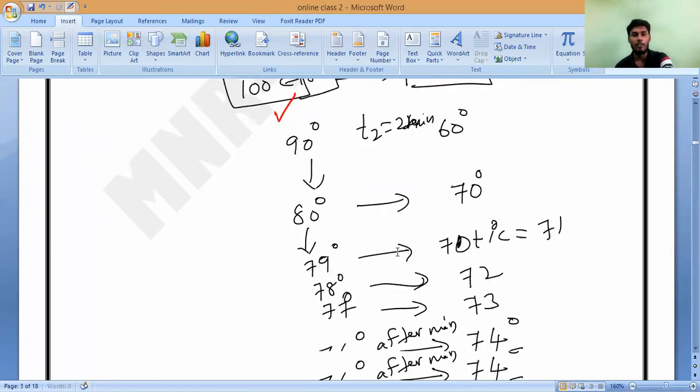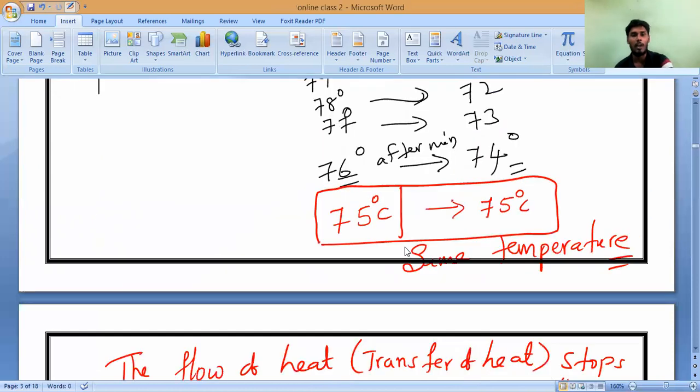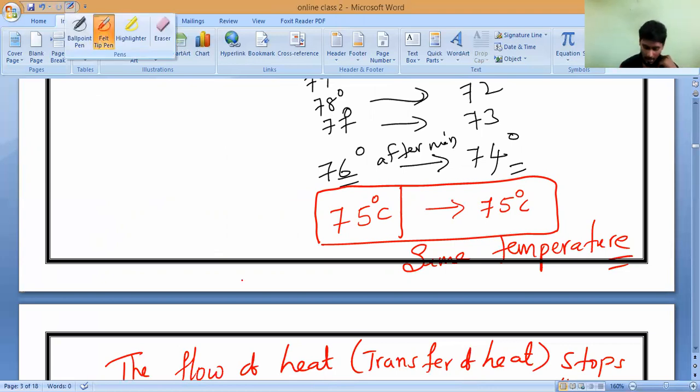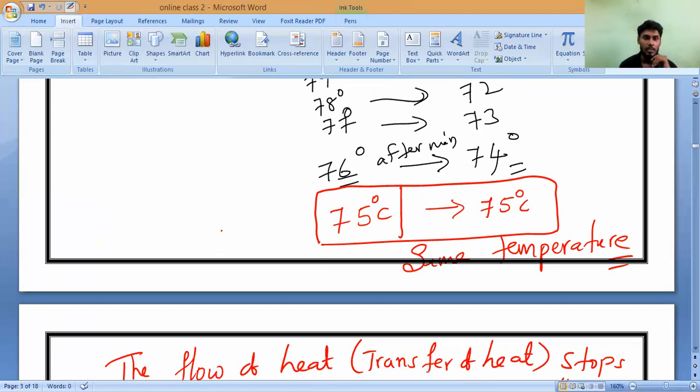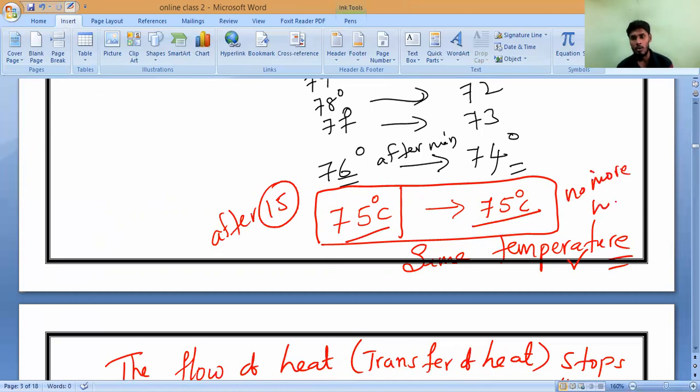After 10-15 minutes, what happened? Let me take after 15 minutes, for example. After 15 minutes, both the temperatures are 75 degrees and 75 degrees. At this situation, both acquire the same temperature. So no heat transfer. No more heat transfer.